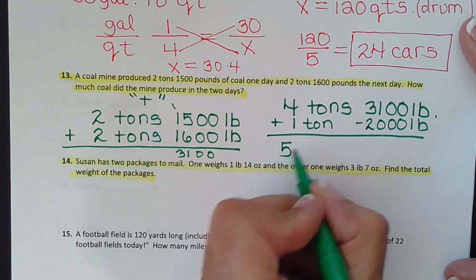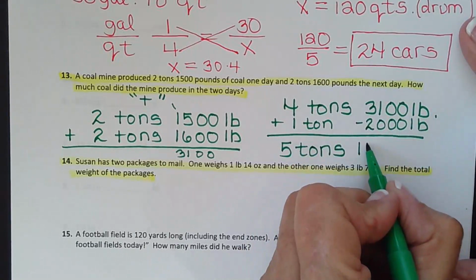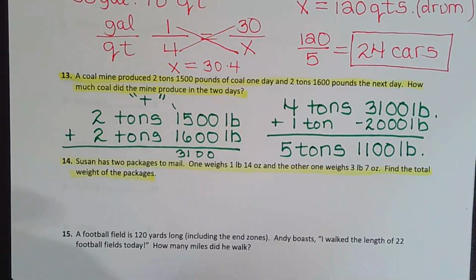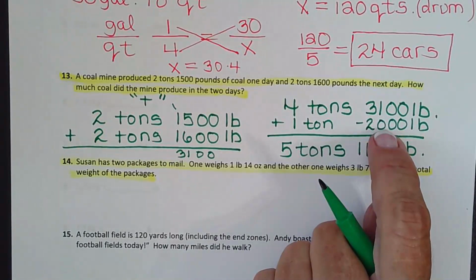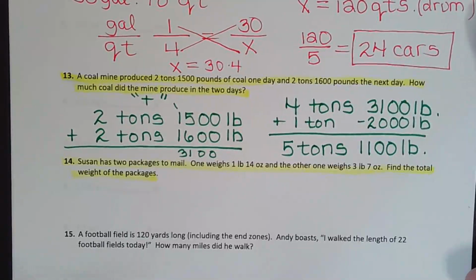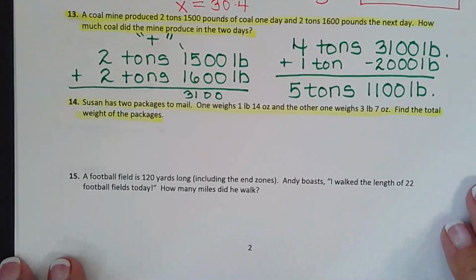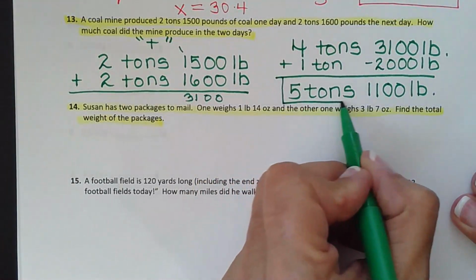So the final simplified answer is 5 tons, 1,100 pounds, and now that's under 2,000, which it needs to be. So that's called regrouping to simplify, because this number can't be more than a ton. So take a ton away, add a ton, because 2,000 pounds equals 1 ton. And you're going to do the same thing on the next one. So go ahead and do that one. Shut off the video, see if you can get the answer simplified, and then come back and we'll check it together.